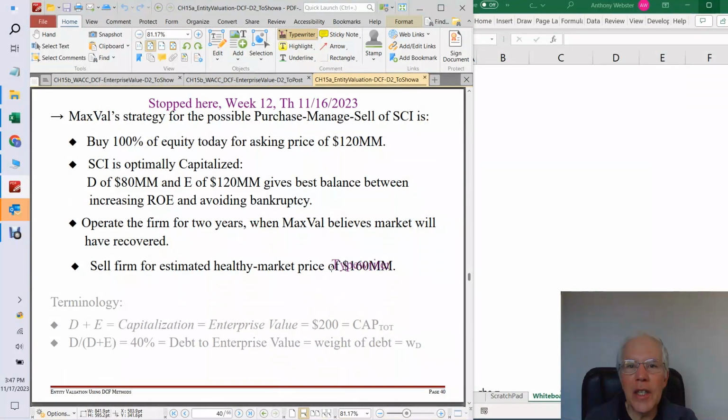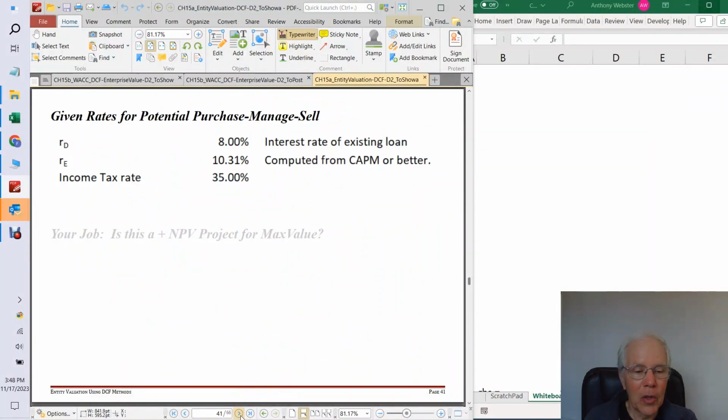So here's the strategy for Max Value. If they go ahead with this project, they'll buy all the equity today for the asking price of $120 million. That would be to buy, of course, 100% of the shares. And the firm feels that SCI is optimally capitalized, has the right amount of debt and equity to maximize ROE for the owners while not having too much risk of bankruptcy. So like we said, if they go through with this, they're going to operate the firm for 2 years when they expect the market to have recovered, and then they will sell the firm for a price that they believe will be up from $120 million all the way to $160 million.